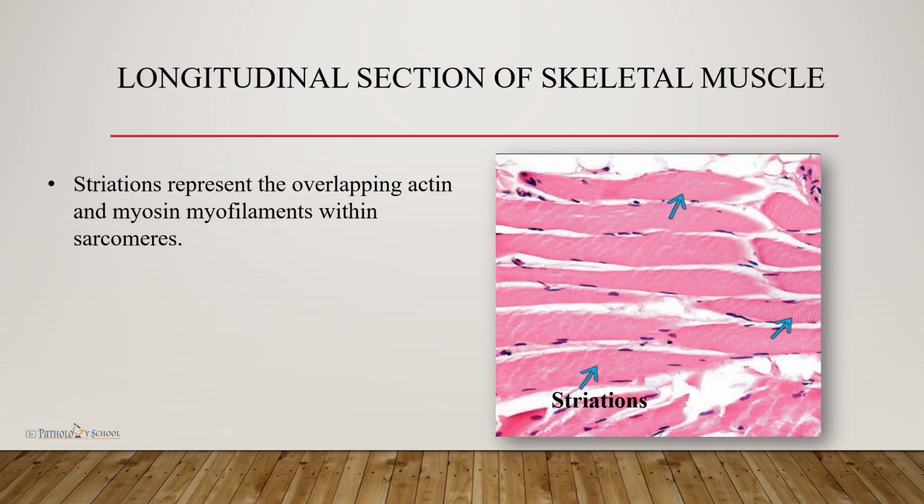This is the longitudinal section of the skeletal muscle. These are the peripherally situated nuclei. Here we can see the striations. These striations represent the overlapping of the actin and myosin microfilaments within the sarcomere.